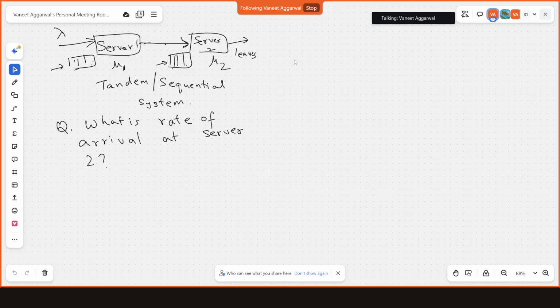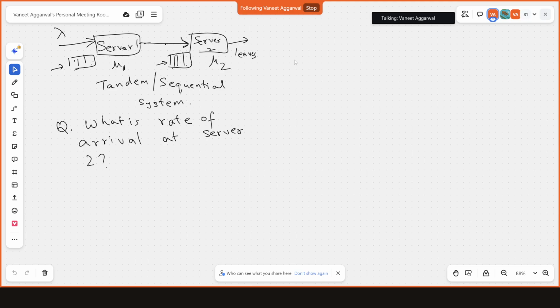1,000 people per hour were entering the first shop. The first shop processes them near instantaneously. Would you have an infinite arrival rate at the second shop? No, right. So what would it be? It will be lambda, yes.